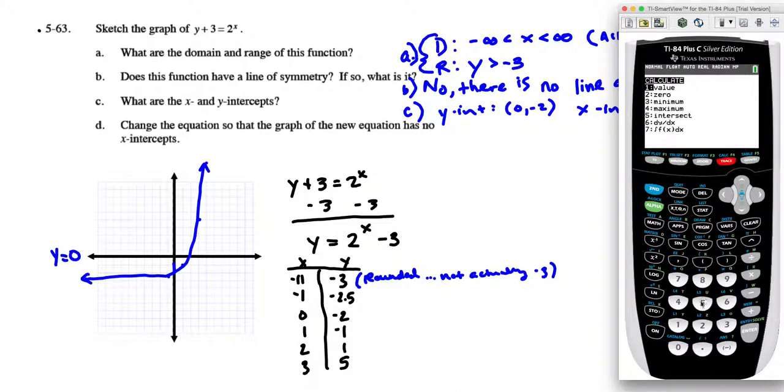So second trace, number 5, mark our two functions, pressing enter, and we get x is equal to 1.5849625, yada yada yada, when y is 0. So we'll go ahead and round that to 1.58.